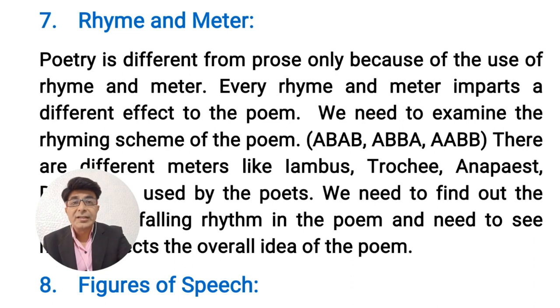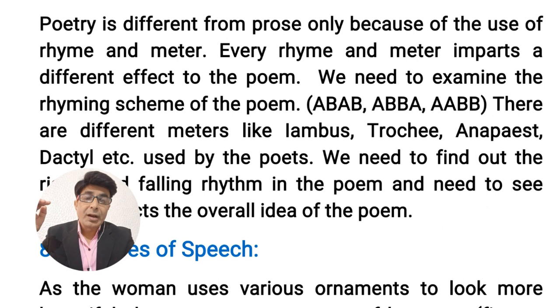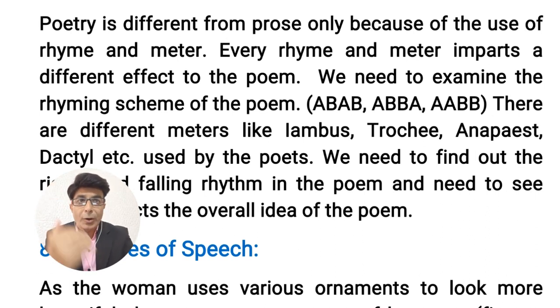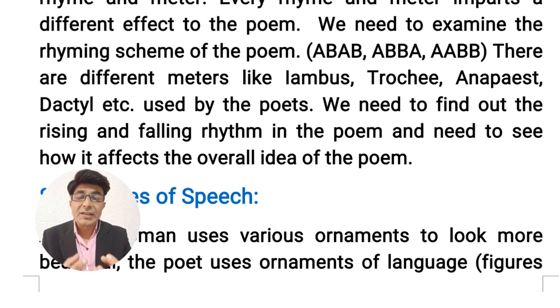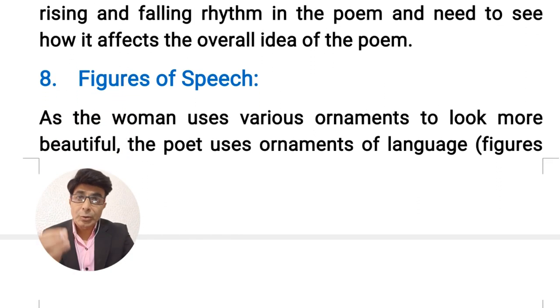Also, another important thing is to find out the meter, which kind of meter is used by the poet. There are 4 basic meters in English poetry: iambus, trochee, anapest and dactyl. Iambus has a rising rhythm, trochee has a falling rhythm, anapest has a rising rhythm, dactyl has a falling rhythm. What are these iambus, trochee, anapest and dactyl? That I have already discussed in my previous video, entitled versification in poetry. If you want to go into that detail, you can watch that video. So find out which meter is used, whether it is iambic tetrameter, iambic pentameter, iambic hexameter, or what kind of meter is used. That you need to analyze.